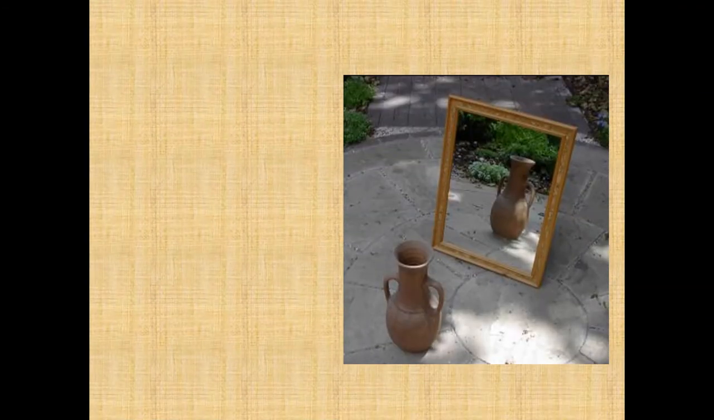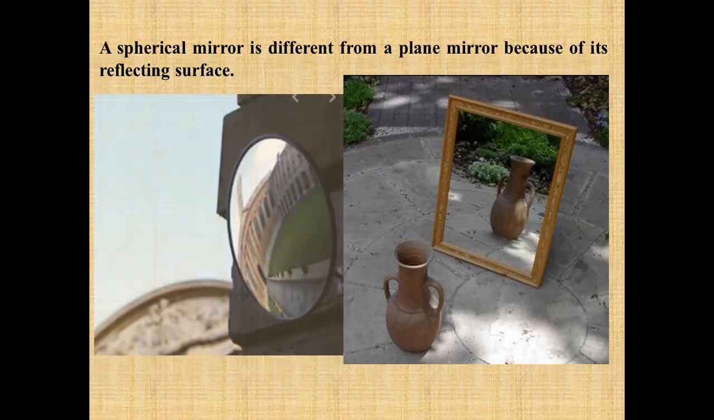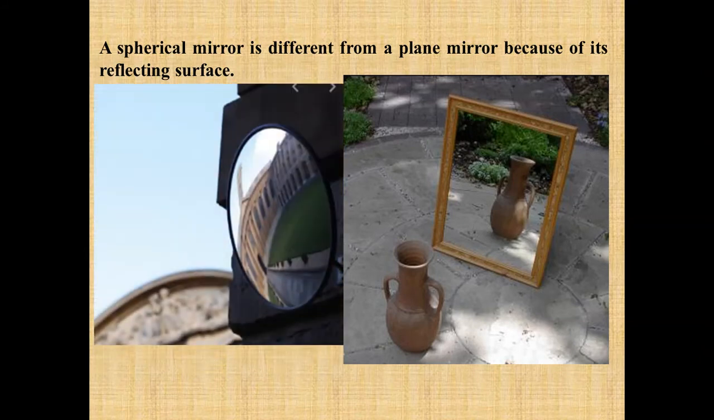So it is a plane mirror. You can see very easily that a distinct image has been formed. So how is a spherical mirror different from a plane mirror? It is due to its reflecting surface. Here you can see the surface of the mirror is curved, whereas in this you can see the surface of the mirror is a plane surface. So this is how the spherical mirror is different from the plane mirror, just because of its reflecting surface, or the shape of its reflecting surface.